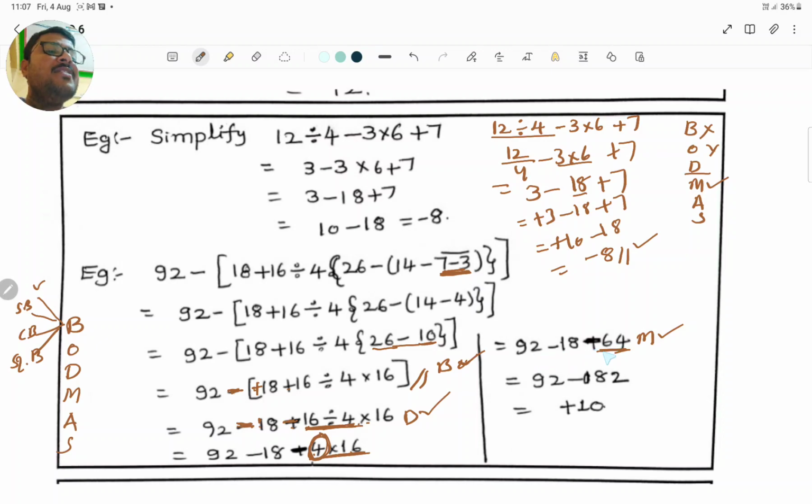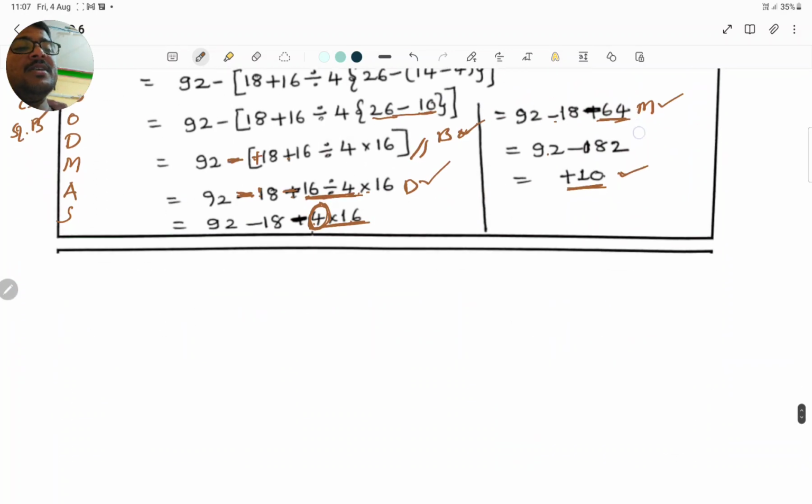Total how much here? 92 minus 18 minus 64. Minus 18 minus 64, totally how to add these two? Minus 82. Next to total, 92 minus 82 is plus 10. This is the answer. Okay, I am doing it once again, don't worry.